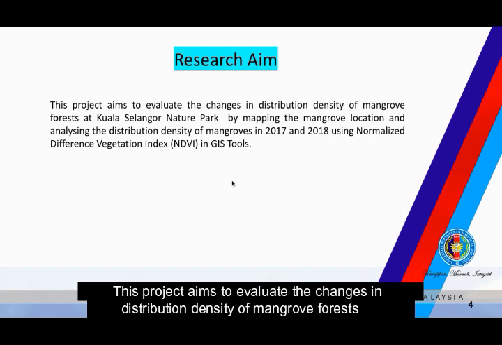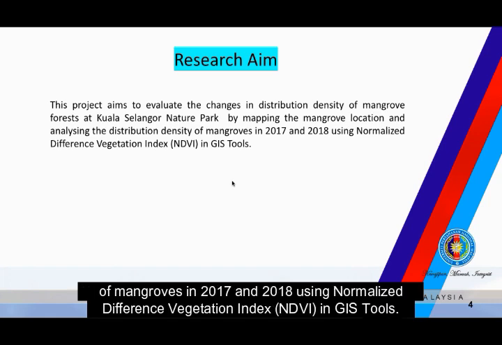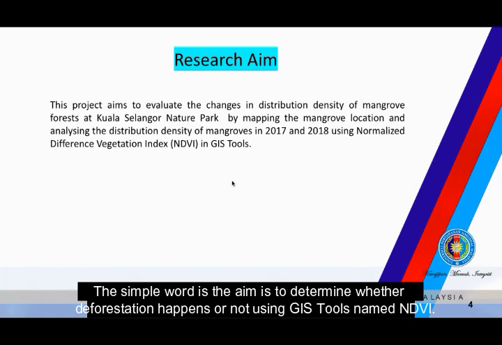This project aims to evaluate the changes in distribution density of mangrove forests at Kuala Selangor Nature Park by mapping the mangrove location and analyzing the distribution density of mangrove in 2017 and 2018 using NDVI in GIS tools. In simple words, the aim is to determine whether deforestation happens or not using the GIS tool named NDVI.